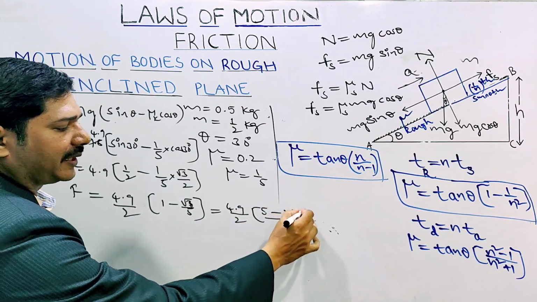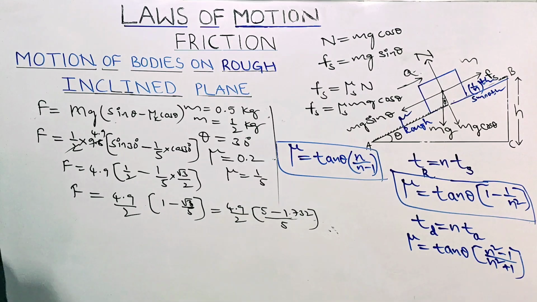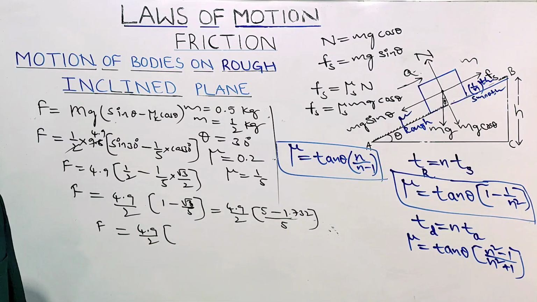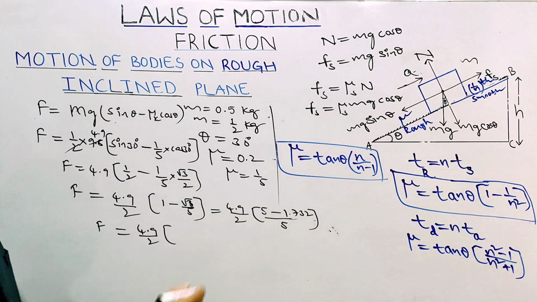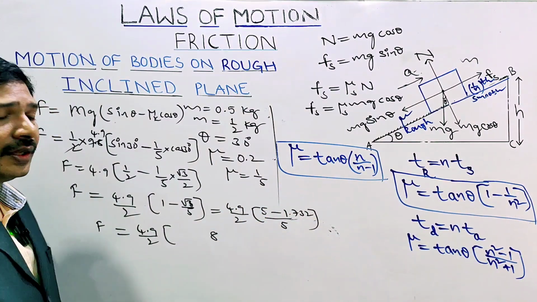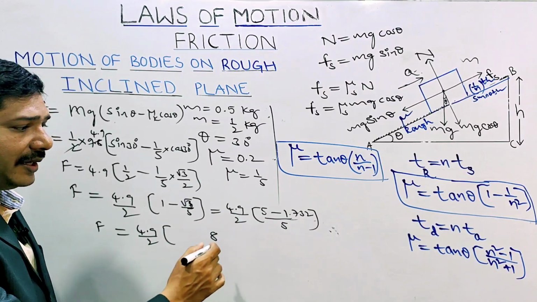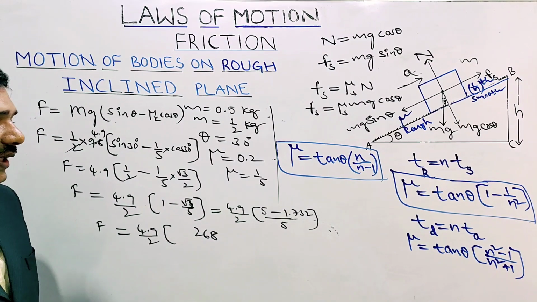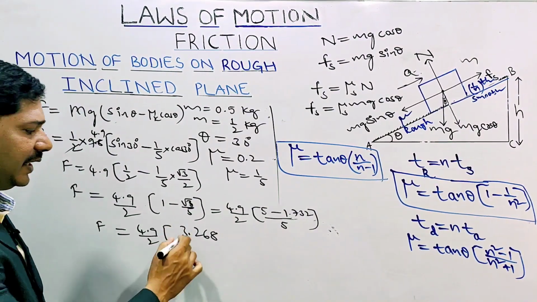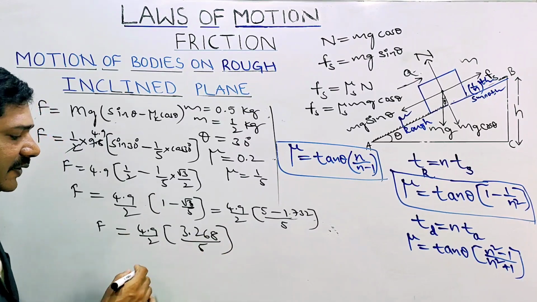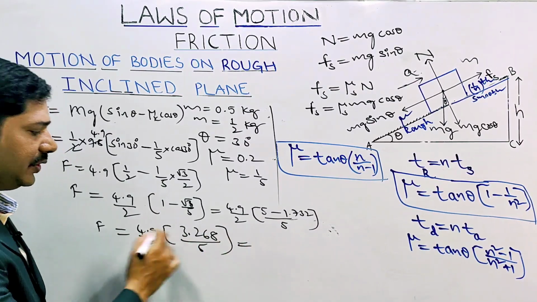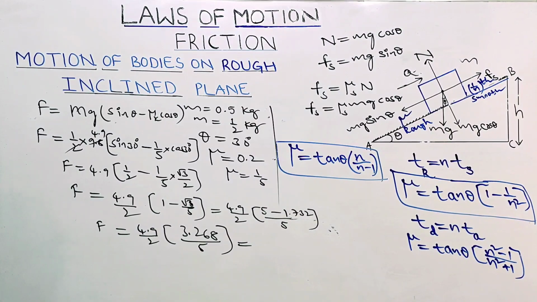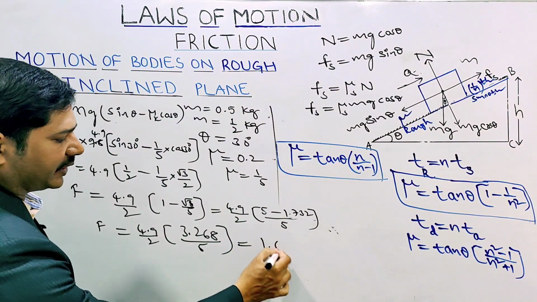Root 3 value how much? 1.732. Solve that one. F equal to 4.9 divided by 2 into 5 minus 1.732. Okay, so 10 minus 8, 9 minus 3, 6, 9 minus 7, 2, and 4 minus 1, 3. 3.268 divided by 5. Okay, so multiply this one and divided by 10. These two multiply and divided by, okay, 2 5 ja 10. So that time you will get the final answer, 1.6 newtons.